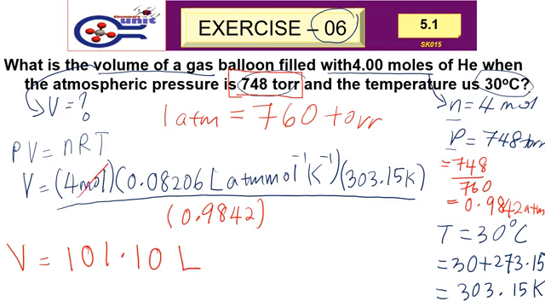Kenapa liter? Sebab mole cancel per mole. Per Kelvin, cancel Kelvin. ATM di atas ni, kita cancel dengan mana? Kita cancel dengan ATM for the pressure di bahagian bawah ni. ATM here, cancel with the ATM here. That's why lah kita punya final answer, the unit for the volume is liter.